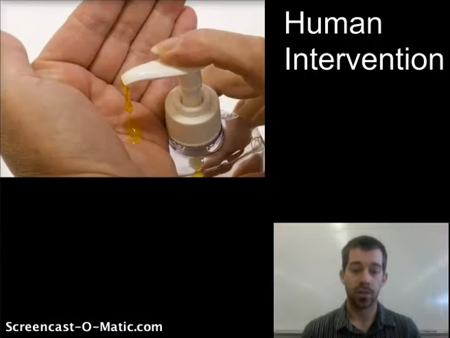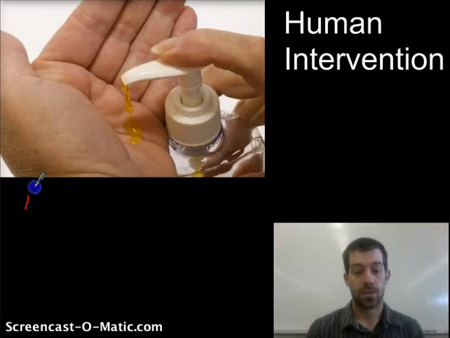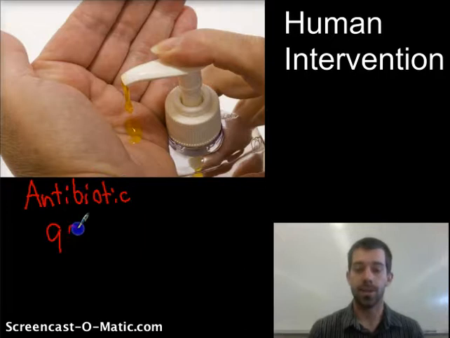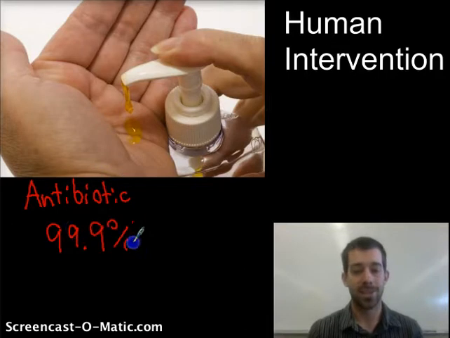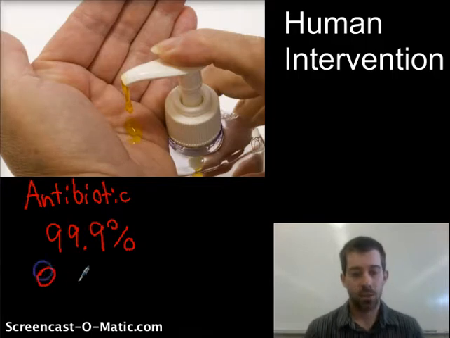Another example of this is human intervention with antibiotics. So if you've ever read the label on an antibiotic, you know that it is supposed to protect you against 99.9% of bacteria. Now you might wonder, what about that 0.1%? What's going on with those guys? Were they just hiding or something like that? Well, here's how it works.